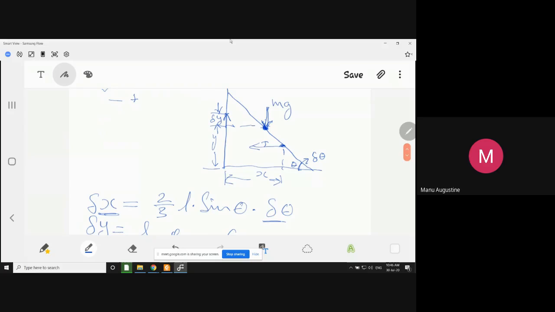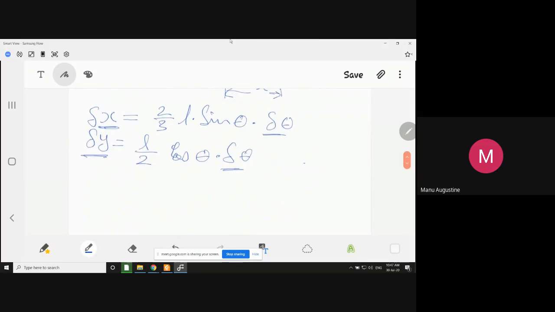Always remember, whether the work is minus mg virtual or del y or not, work is always force into distance. Minus mg del y. Very good. The virtual work done by mg, or let us call it delta U1, is equal to minus mg delta y. Why did you select the minus sign?